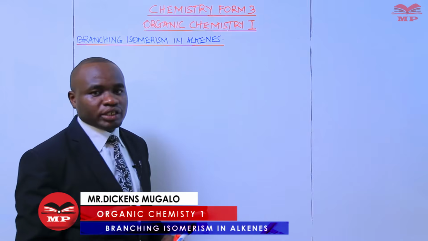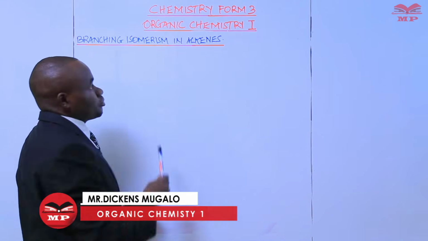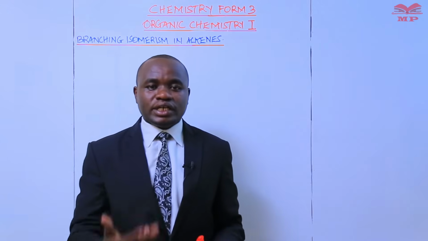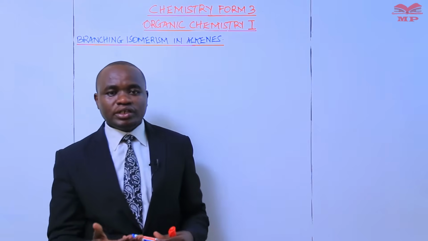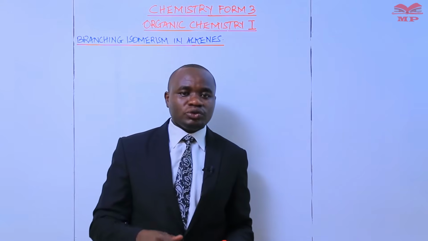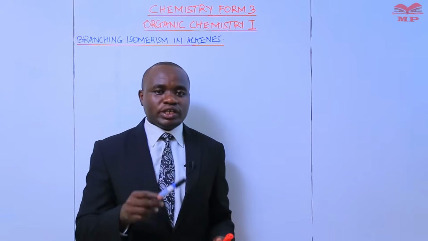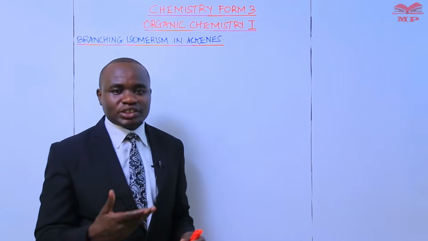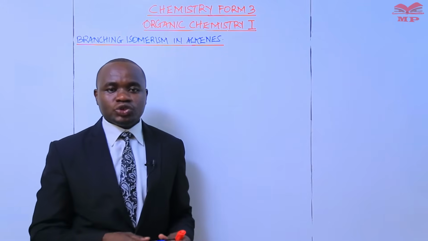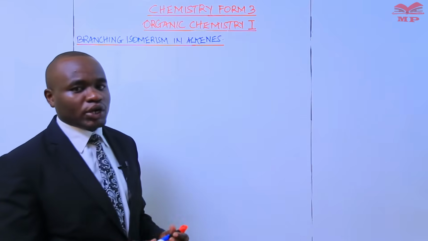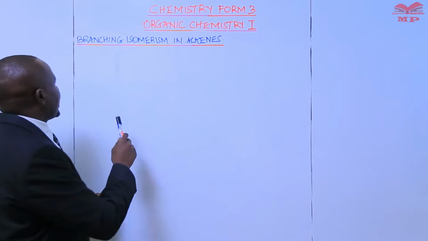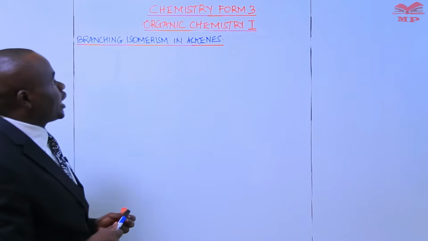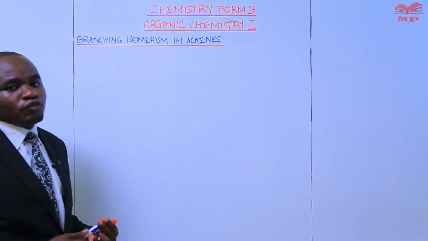And in today's lesson, we are learning about branching isomerism in alkenes. We already saw from the previous lesson that alkenes exhibit both branching and positional isomerism, and we saw that positional isomerism occurs when the position of the double bond changes. And then we were able to look at some examples on how to name positional isomers. So in this lesson, I want us to look at branching isomerism and how to name branched isomers of alkenes.